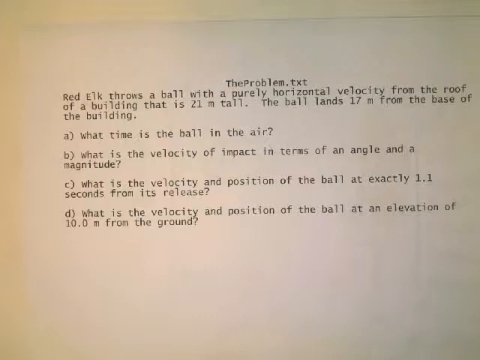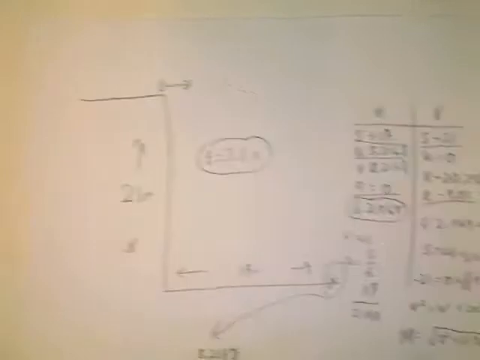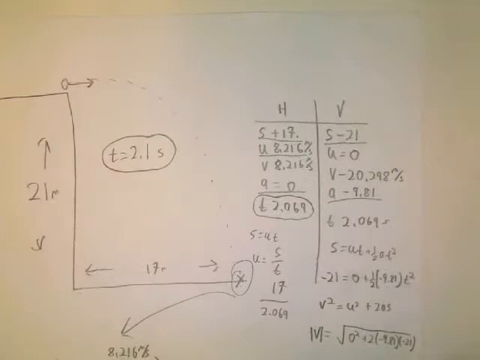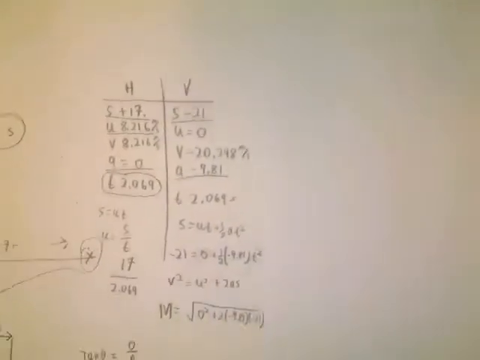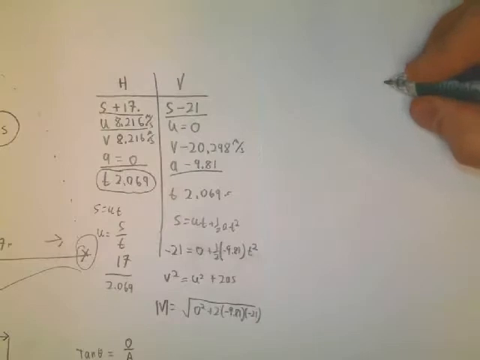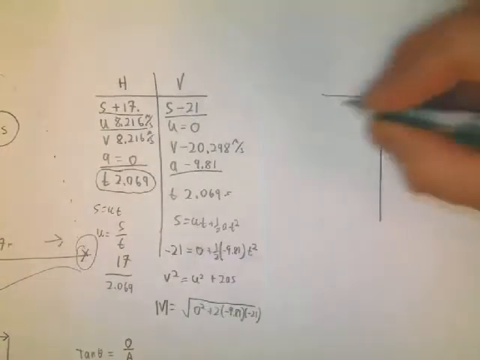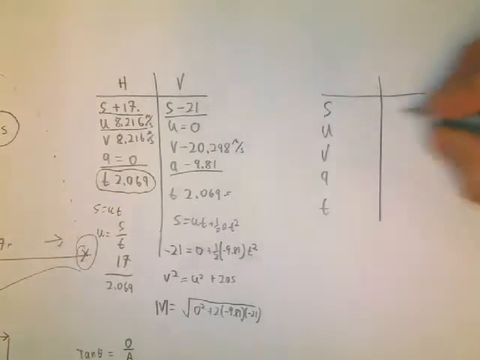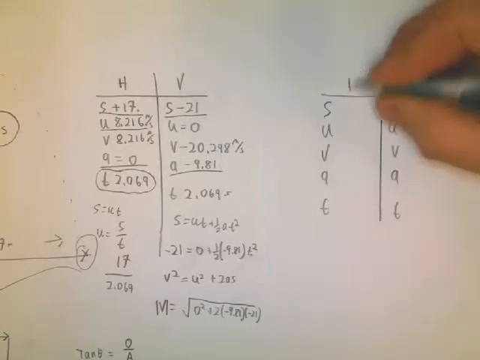Now to do this, we are going to have to use the same problem as this, only we're going to use some of the things that are given to us and transfer them over to another little horizontal vertical table here. So we do that, and it looks something like this. SUVAT, and this is horizontal and this is vertical.